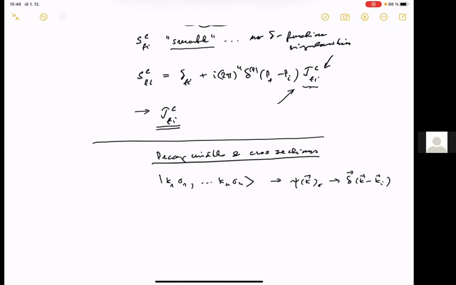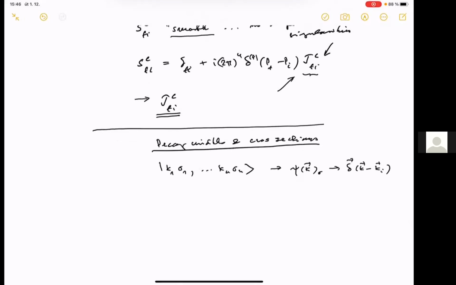But we will be a little bit less careful here, and we will do such a formal limit from the very beginning. So our assumption will be that we will be interested in matrix elements of the S matrix between just such multi-particle states. Well, let us remind you of the resolution of identity on our Fock space.